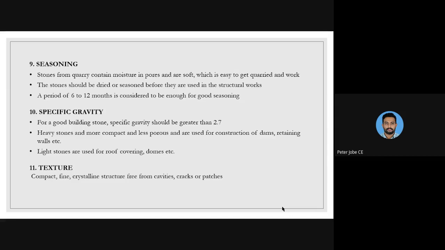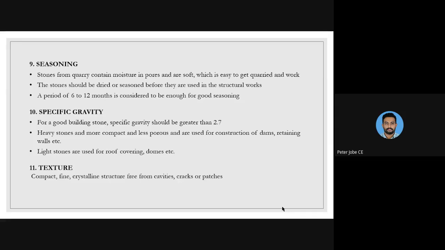So you all know what is meant by specific gravity. It's actually a number which relates to the specific gravity of water. The specific gravity of water is 1, and that means the building stone should have a minimum specific gravity of 2.7. That means it should be 2.7 times heavier than the same amount of water. The specific gravity of steel is 7.85. We have several other materials like mercury, it is 13.6. So each material will have its own specific gravity.